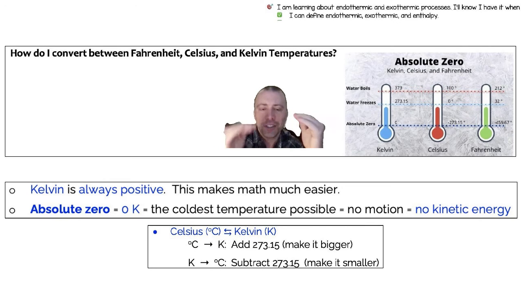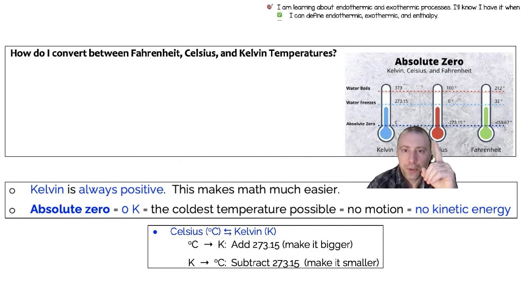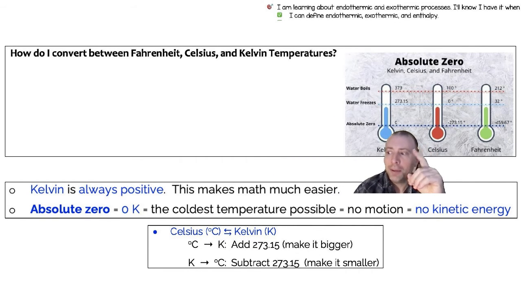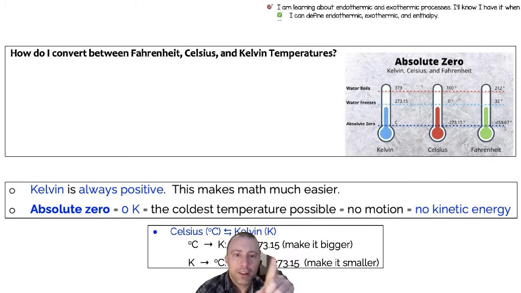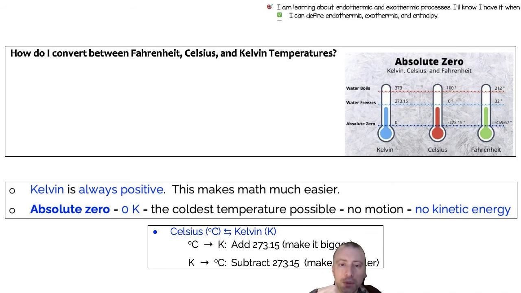So the Kelvin scale has the same intervals as Celsius. It's just that it takes the coldest temperature possible, which is negative 273.15 degrees Celsius, and makes that 0 instead. So to go from Celsius to Kelvin, you're going to add 273.15, or from Kelvin to Celsius, you'll subtract 273.15.